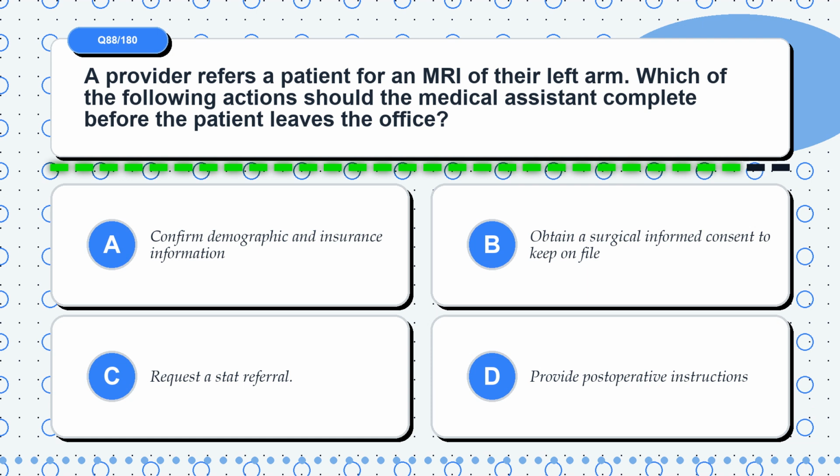Question 88. A provider refers a patient for an MRI of their left arm. Which of the following actions should the medical assistant complete before the patient leaves the office? Here are the options. Option A, confirm demographic and insurance information. Option B, obtain a surgical informed consent to keep on file. Option C, request a stat referral. Option D, provide postoperative instructions.